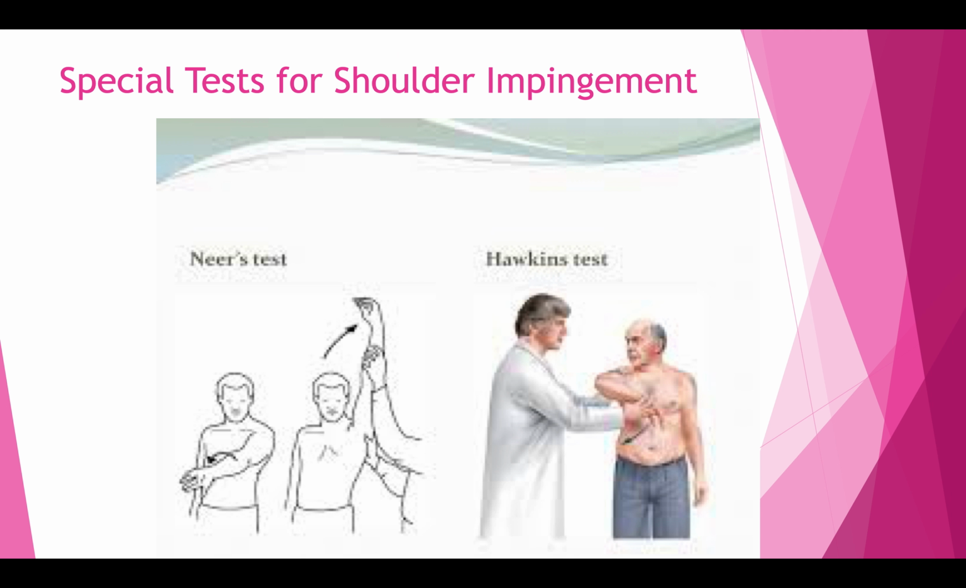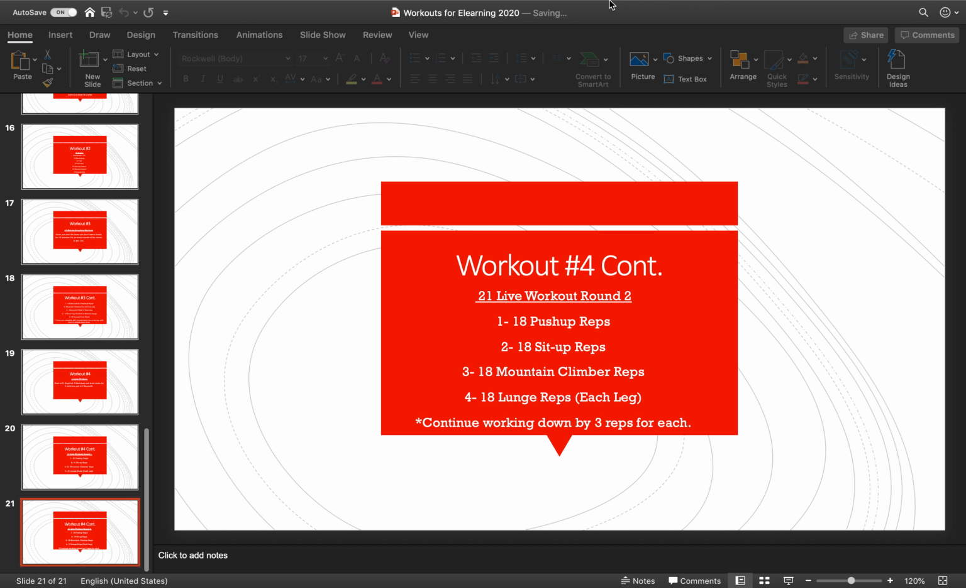So we do 2 tests for shoulder impingement. We do what's called the Neers test, and we do the Hawkins test.